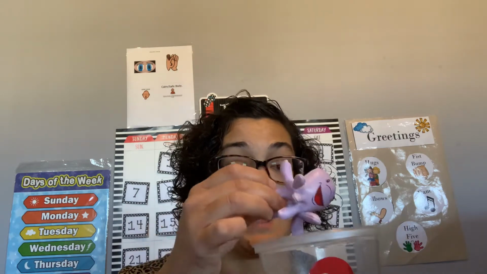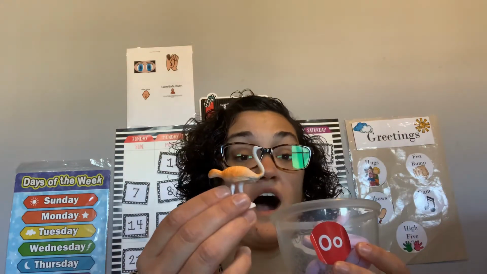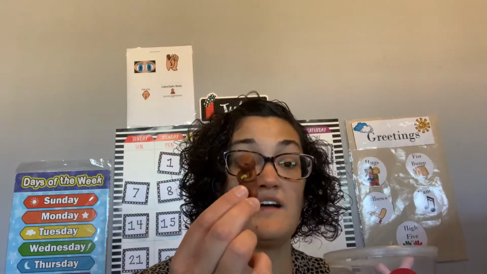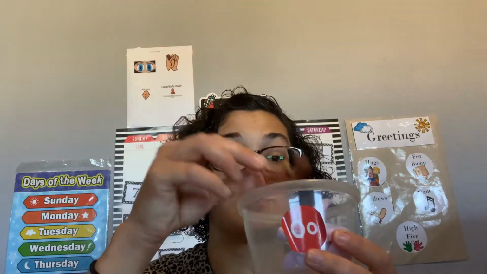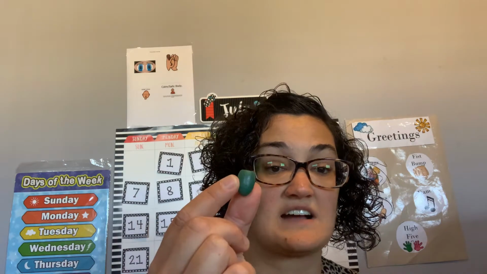And I have an octopus. Octopus goes in the O bucket. And then I have an ostrich. Ostrich goes in the O bucket. And then I have an otter. Otter goes in the O bucket. Ooh, and then I have one of my favorite snacks. Olive goes in the O bucket.